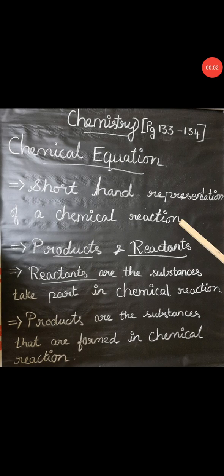Good morning, students. Today we are going to see the chemical equation. The chemical equation is a shorthand representation of a chemical reaction, written with the help of chemical symbols and formulas. For every chemical equation, we will have two components: one is a reactant and the other one is a product.